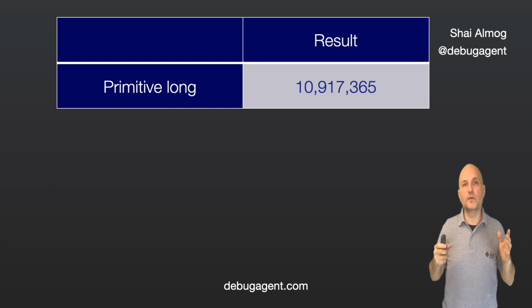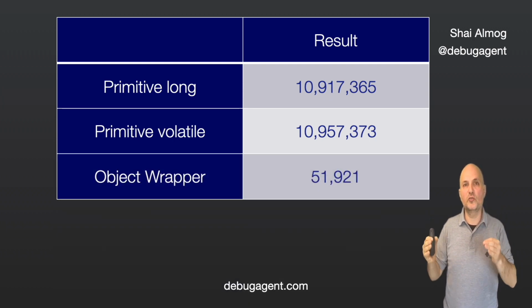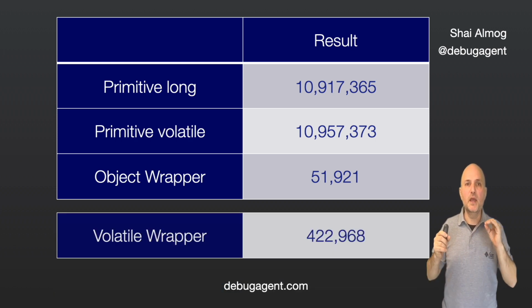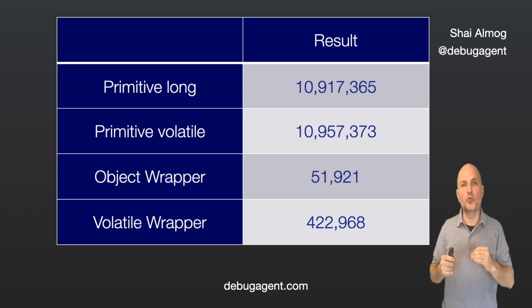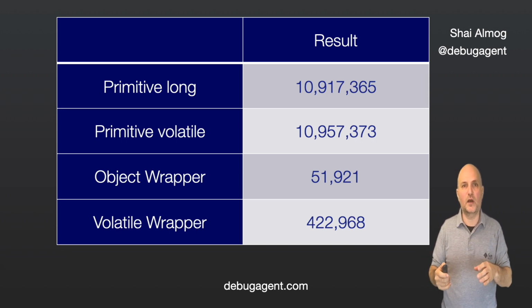A primitive is atomic, but only when reading the value. Once we start modifying the value, we have a problem. Even volatile doesn't really help in these cases. Object wrappers aren't thread safe, and in fact, are pretty horrible, as you can see from this number. Making them volatile is also useless, although we can see the impact of volatile.